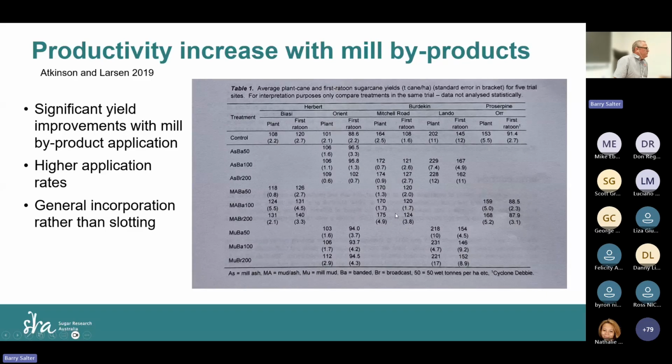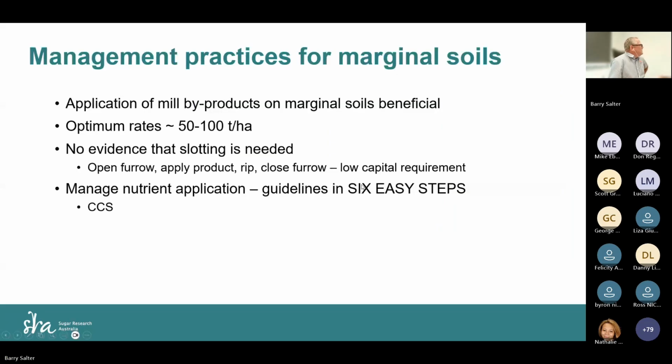They applied the products in a different way, and I'll talk about that on the next slide, but also they were using higher rates than what we did when we were slotting organic matter into the subsurface. But certainly the use of mill byproducts and organic matter in the mill byproducts is increasing yields, or has increased yields. And so I guess just to summarise all of that, certainly mill byproducts on marginal soil seems to be beneficial. The optimum rate is probably 50 to 100 tonnes to the hectare, based on that work from Atkinson and Larson.